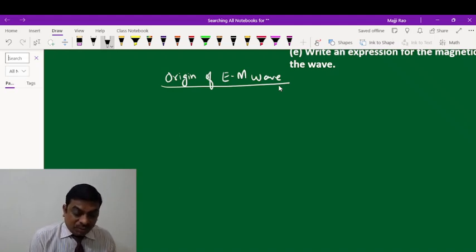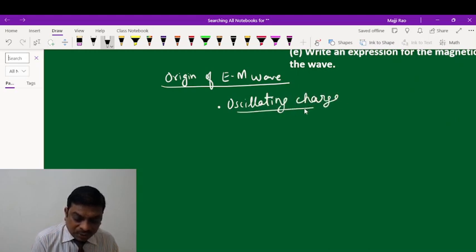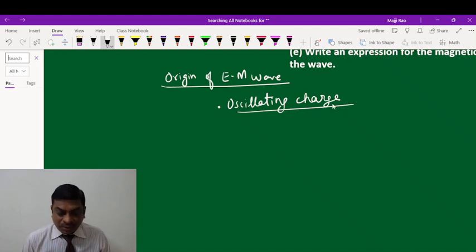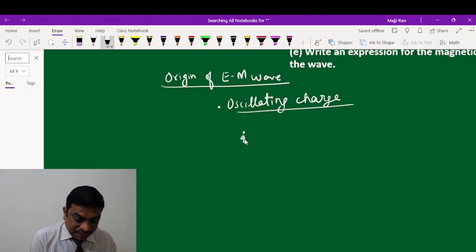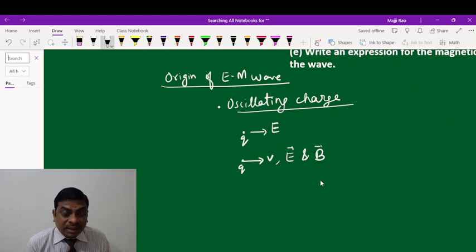Now students, it's very simple. The simplest form I would say is an oscillating charge. An oscillating charge will produce an electromagnetic wave, because a simple charge will have only an electric field. A charge moving with constant velocity will have an electric field as well as a magnetic field. But the underlying idea is that the magnetic field must change. So for that, the charge must accelerate.